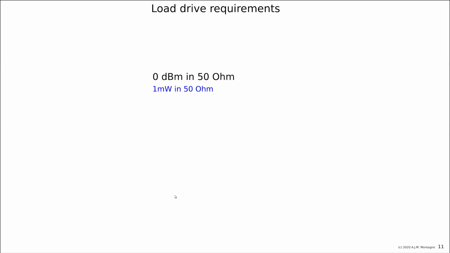So we want to have 0 dBm in 50 ohm. 0 dBm means milliwatt is the 0 dB reference level. So it's 1 milliwatt in 50 ohm. That's a common way of saying this. 1 milliwatt in 50 ohm means 225 millivolts root mean square across 50 ohm.